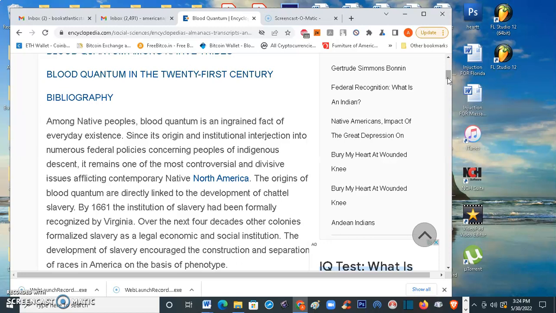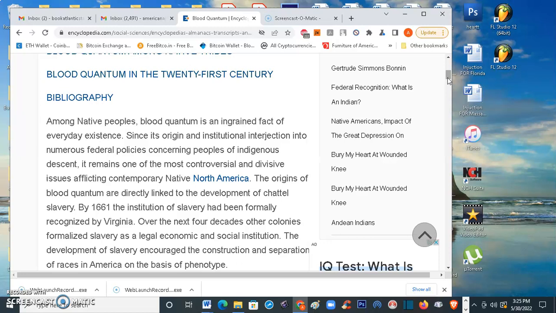Divisive issues afflicting contemporary native North America. And remember, North America is the Caribbean as well, what you call the West Indies. That's North America, so keep that in mind. The origins of blood quantum are directly linked to the development of chattel slavery, like they have now. The caste system is no different.